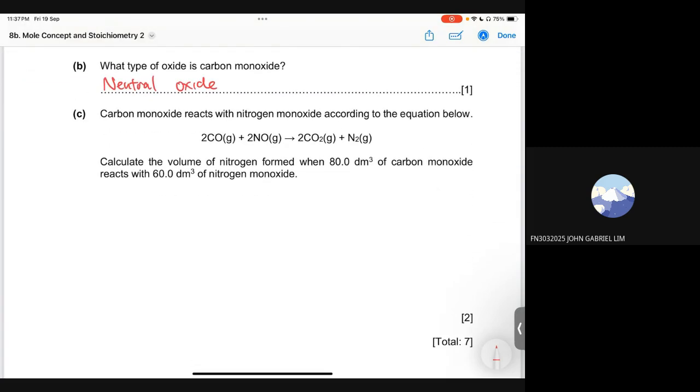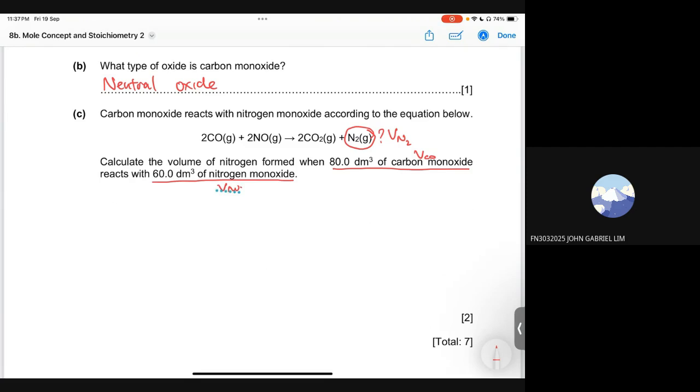Carbon monoxide reacts with nitrogen monoxide according to the equation. So I've got an equation here. They ask you to calculate the volume of nitrogen formed. So I want to find the volume of N2 formed when 80 dm cube of carbon monoxide reacts with 60 dm cube of nitrogen monoxide. They give me the volume of CO and the volume of NO, which means they give me reactant 1 and reactant 2 volumes again. I need to go and do that whole calculation?